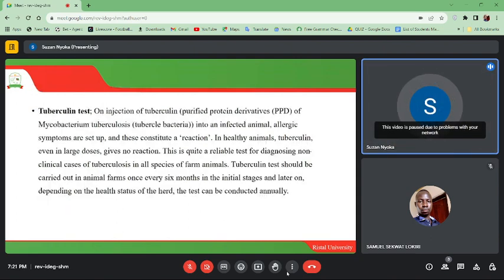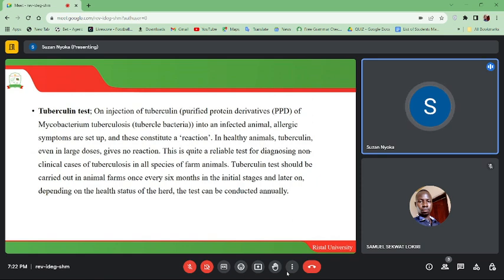And then tuberculin test: injection of tuberculin, that is purified protein derivative of Mycobacterium tuberculosis, into an infected animal. Allergic symptoms are set up, and this constitutes a reaction. In healthy animals, tuberculin, even in large doses, gives no reaction. This is quite a reliable test for diagnosing non-clinical cases of tuberculosis in all species of farm animals. Tuberculin tests should be carried out in animal farms once every 6 months in the initial stage and later on, depending on the health status of the herd, the test can be conducted annually.